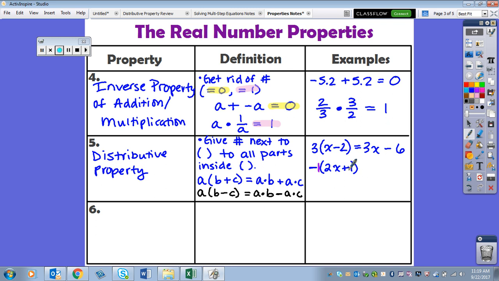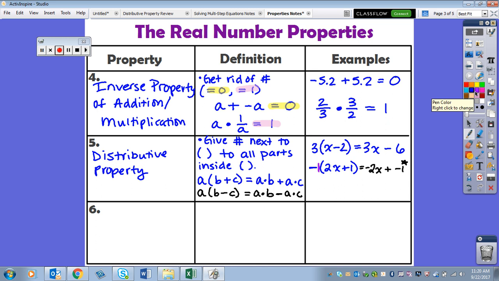and then I would take that -1 and distribute it to the parts inside. So I would have -1 times 2x, so -1 times 2 in my calculator is -2, and then I keep the x, and then -1 times 1 in my calculator is -1, so I would add a -1. The only thing that we need to know that we'll talk about when we solve equations is that this guy right here can be simplified a little bit further, and we'll talk about that in our next unit when we go to solve equations.